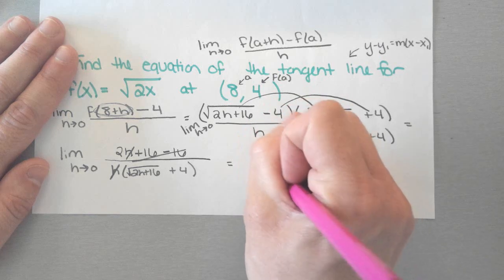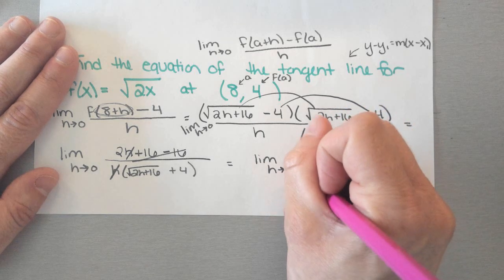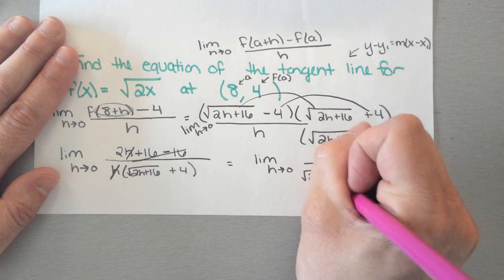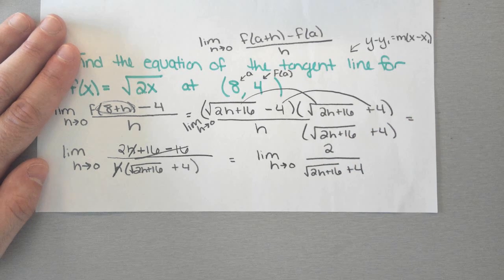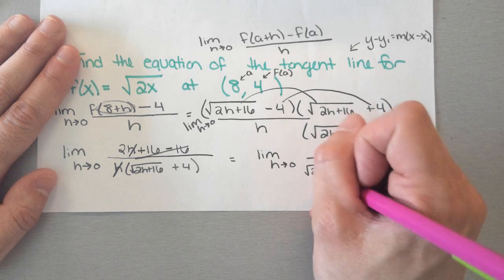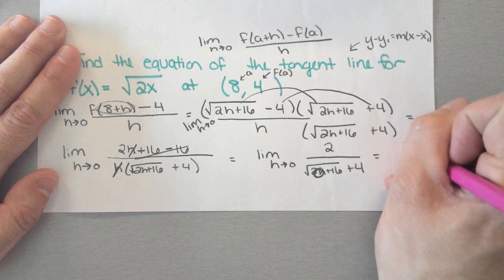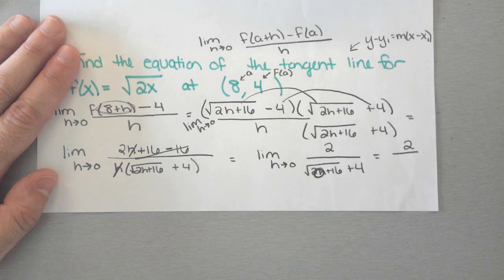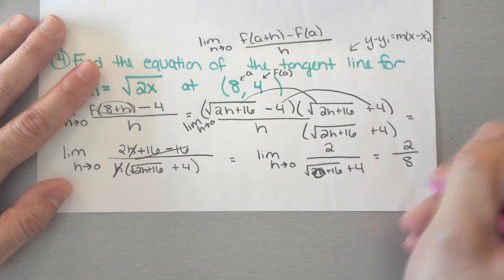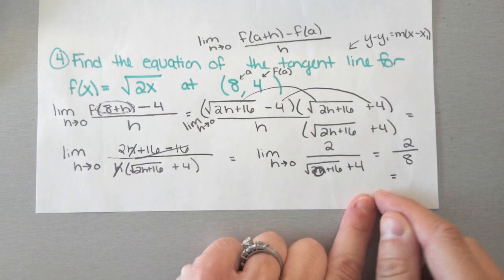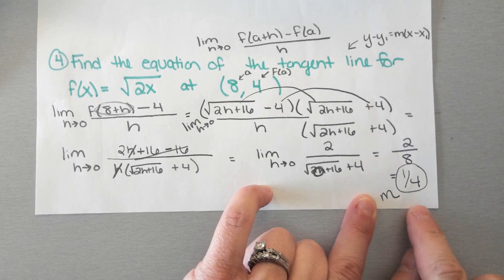So I've got the limit as h approaches 0. All I have left in my numerator is a 2. In the denominator, I have 2h plus 16 plus 4. Can I plug in my 0 now? Yes. So let's plug it in. That'll zero out this first term. So I get 2 over, what do we know the square root of 16 is? 4. So it's 4 plus 4, which is 8. And what does that reduce to? 1/4. So there's my slope.